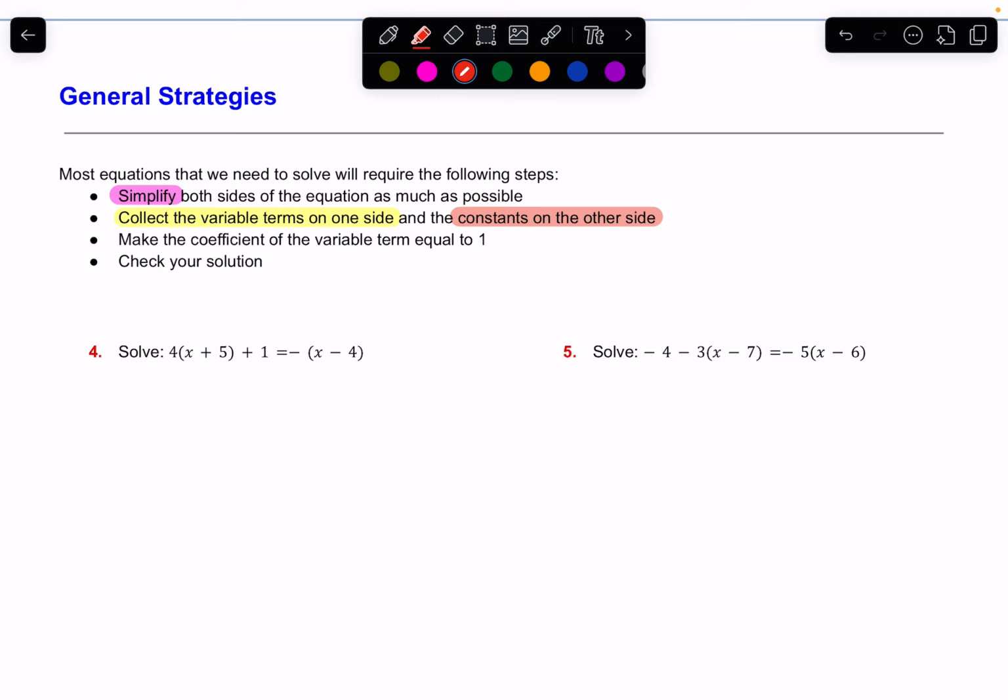Okay, so we're trying to separate those two things because once we have all the variable terms on one side, we put them all together to just have one variable term. And then we will make the coefficient of that variable term 1 by either multiplying by the reciprocal or by dividing whatever's in front of it. All right, and then at the end, we just check our solution, which I will skip the check solution step on most of these. However, when you are taking a test or doing anything where your solution really matters to you, you should always take the time to plug it back in.